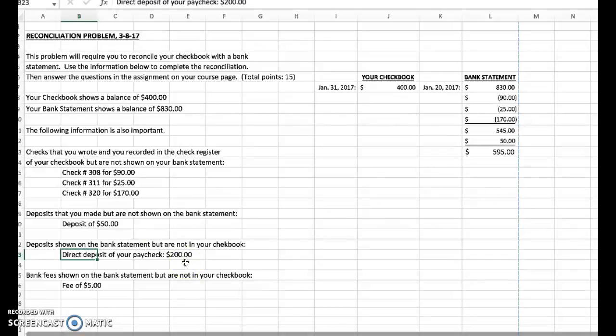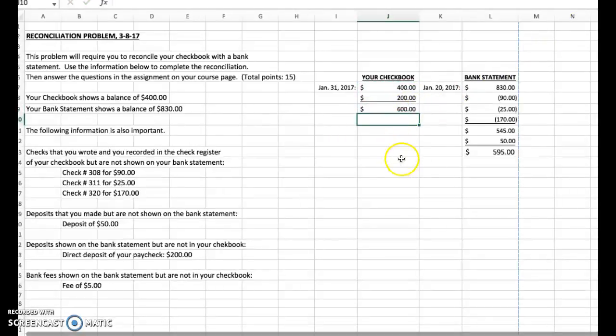So these are deposits that are on the bank statement. You look at your bank statement and somewhere on there you'll see that. You'll see that there's a deposit for $200. Well, if you have not put it yet in your checkbook, now's the time to do that. So let's put in $200, and that gives you, obviously now, a total of $600. Well, we're still not in balance yet. We're getting close.